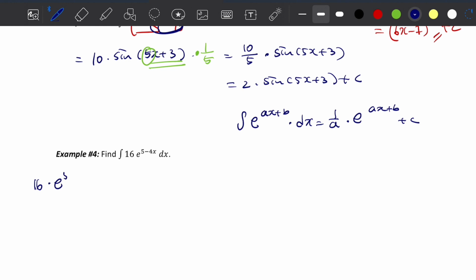16 times e to the power of 5 minus 4x over negative 4, because we take the negative 4 and put that into the fraction form, right? So the answer is minus 4 times e to the power of 5 minus 4x plus c.